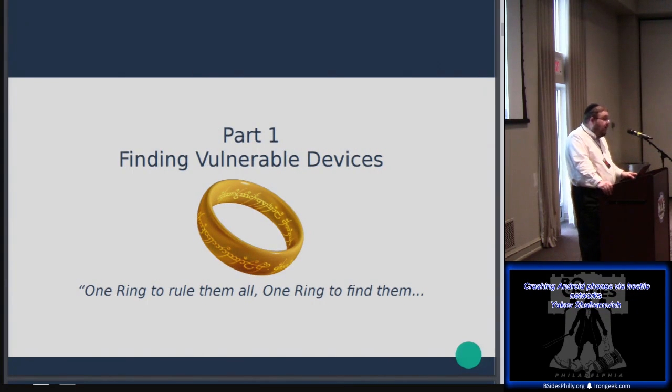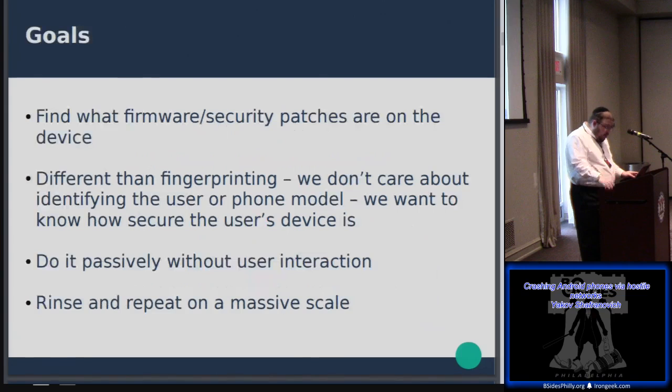Two parts to this talk. First, I'm going to talk about how you find the vulnerable devices. The second part is I'm going to go over some ways you can crash a device. Now, the goal: I don't care what device you're running, I don't care who you are. What I'm trying to figure out is, what is the security of your Android device? Specifically, I want to know what firmware is on the device, and then based on the firmware, I can target known exploits against it.